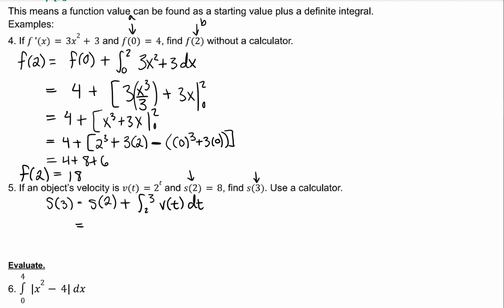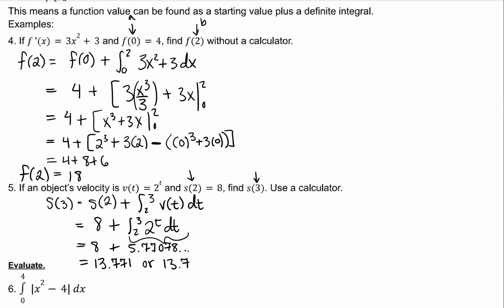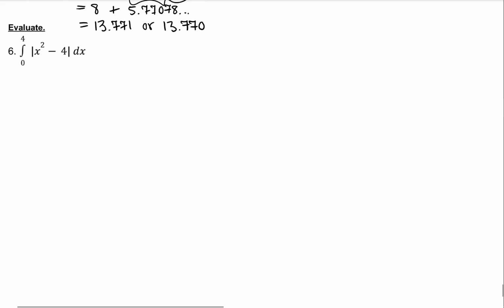Now we plug in. S of 2 is 8, plus the integral of v of t, which is 2 to the t, d of t. And because this involves a definite integral, we can use a calculator to evaluate this. I used the math menu and I got 5.770780164. So my answer is 13.771, or 13.770.